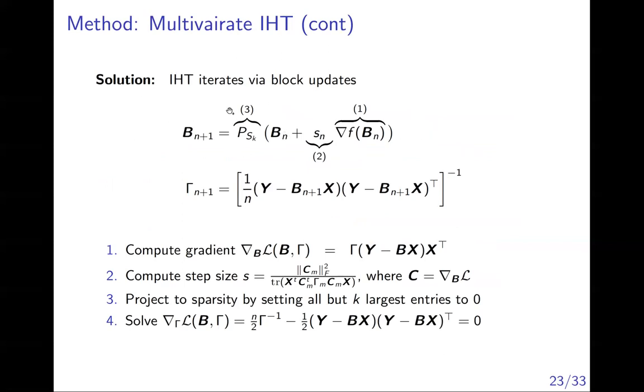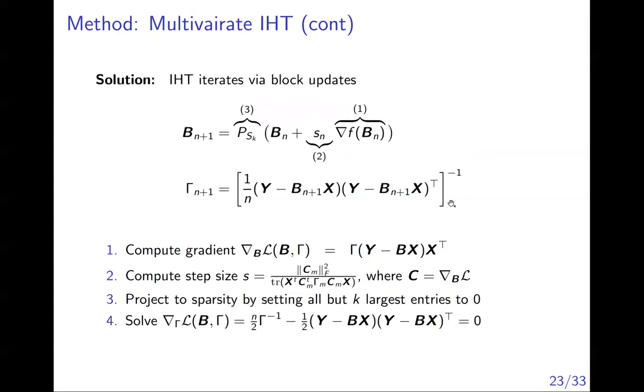Optimizing for the regression coefficient is basically the same as the univariate case, where you take your current B, you compute the gradient, it's given here, and then you compute a step size, it's given here, and it has a slightly more complicated quadratic form. And then you take that resulting matrix and you project it to sparsity, finding the k largest entries and then setting everything else to 0. So you do one IHT update, and then you do an update for gamma.